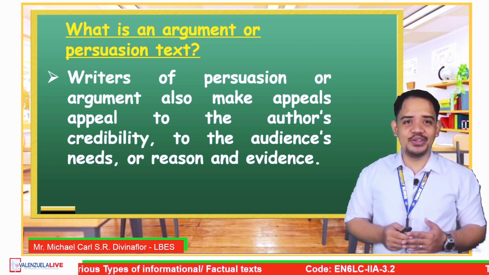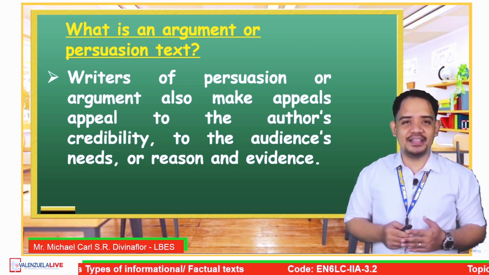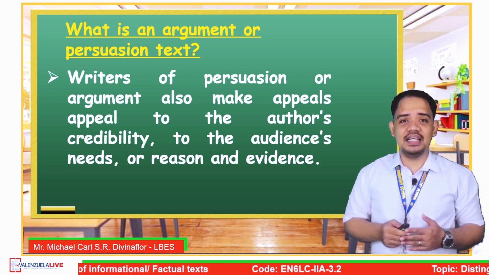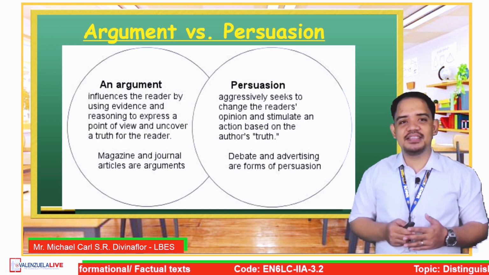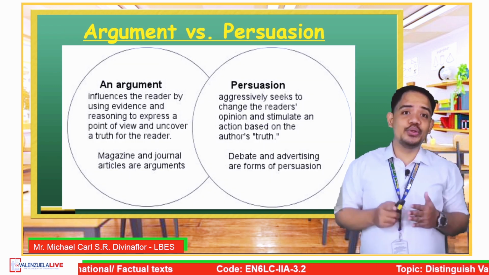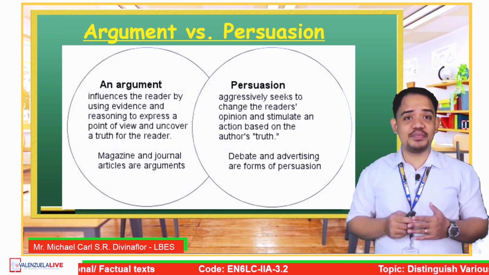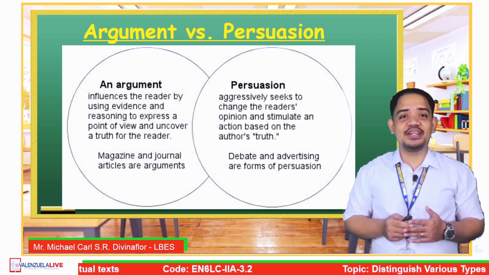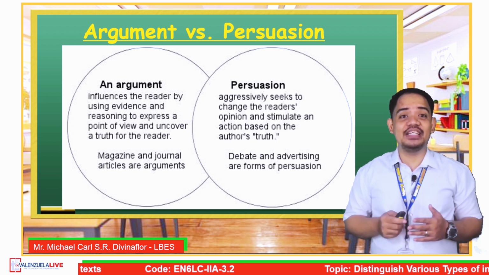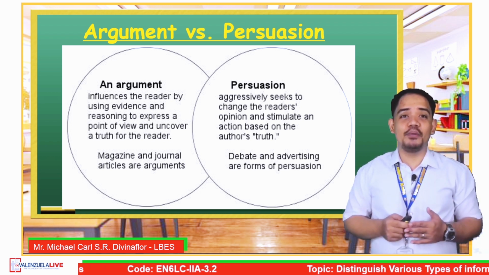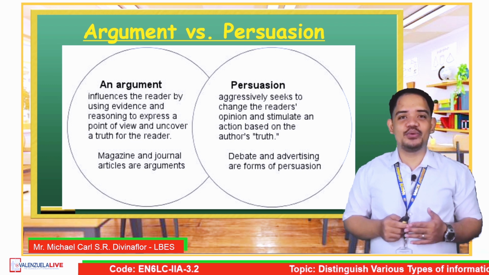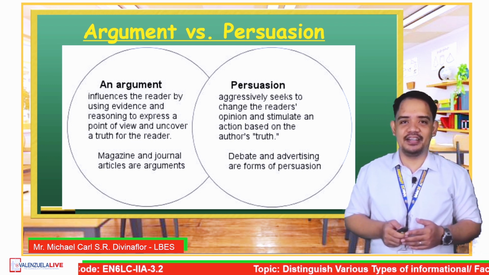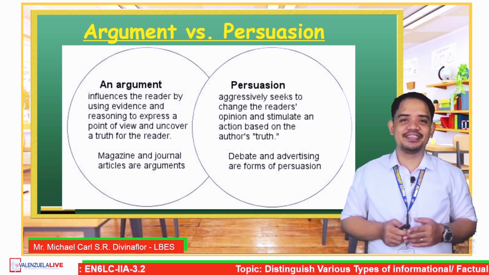Writers of persuasion or argument also make appeals to the author's credibility, to the audience's needs, or to reason and evidence. By the way, do you know what's the difference between argument and persuasion? An argument influences the reader by using evidence and reasoning to express a point of view and uncover the truth for the reader. Texts in magazine and journal articles are usually arguments.